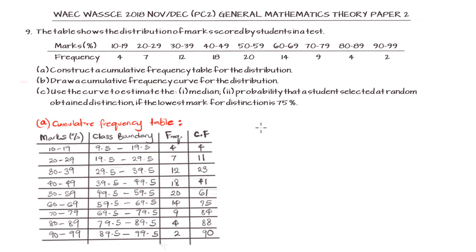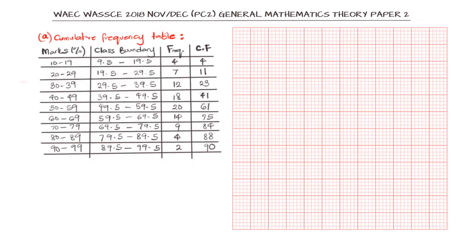The cumulative frequency is obtained by adding the entries cumulatively. The new entry you add to the sum of the previous ones, and we'll get our cumulative frequency like that. So we've gotten our cumulative frequency table. We can now go ahead to draw our cumulative frequency curve.